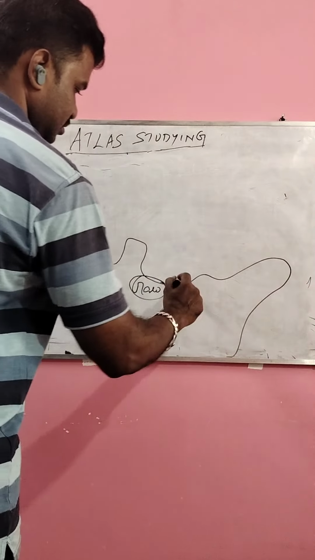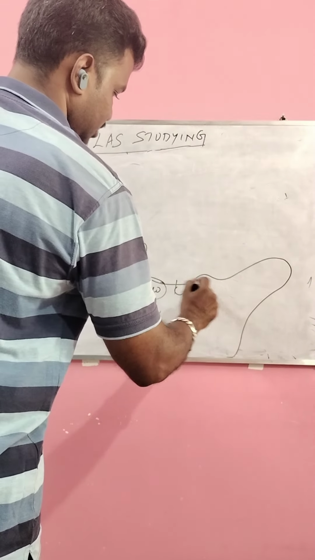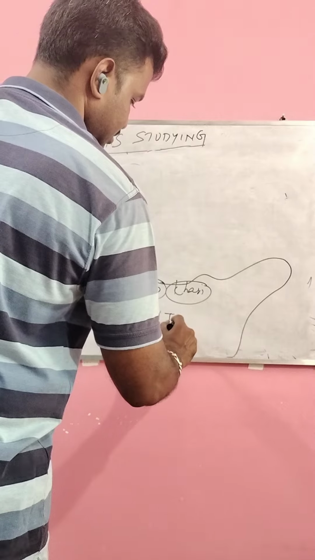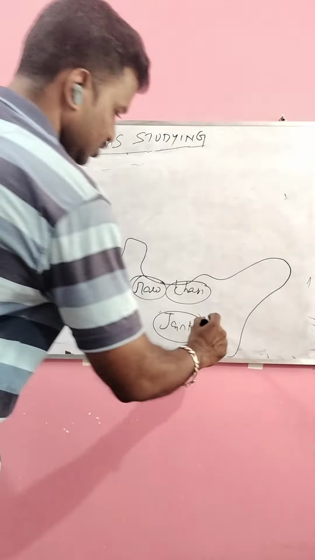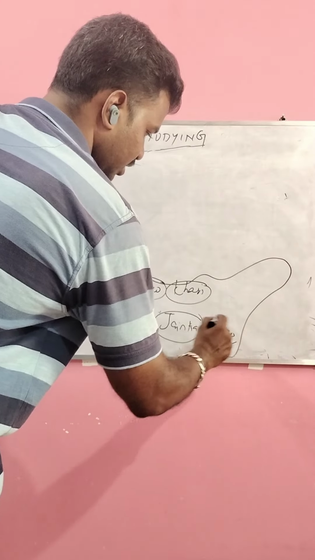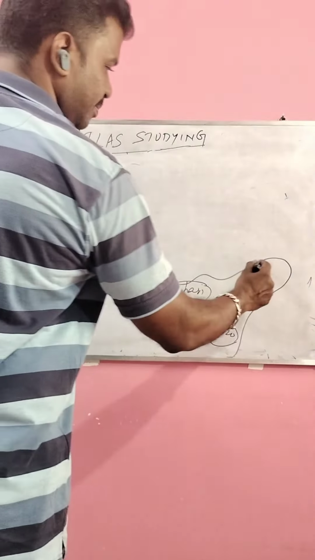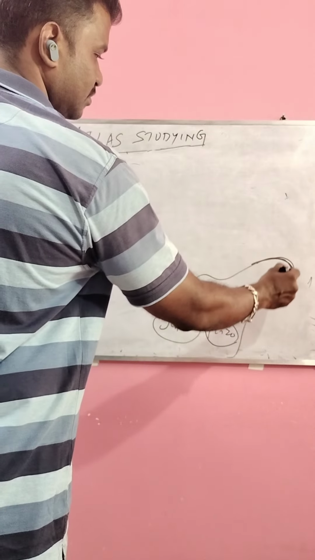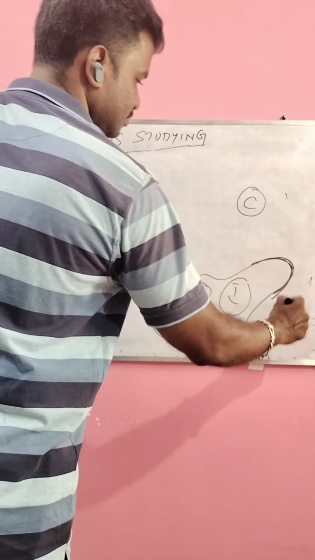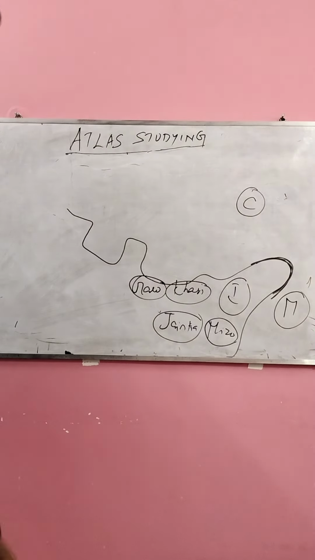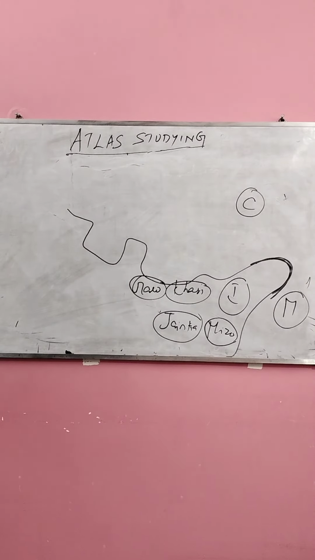Garo Hills, Kashi Hills, Jaintia Hills, Mizo Hills. Okay. This is the Great Bend. Great Bend is a junction between India, China and Myanmar. Okay, so you can mark the Great Bend also. Similarly, you can mark the individual peaks in the Purvanchal Hills as well.